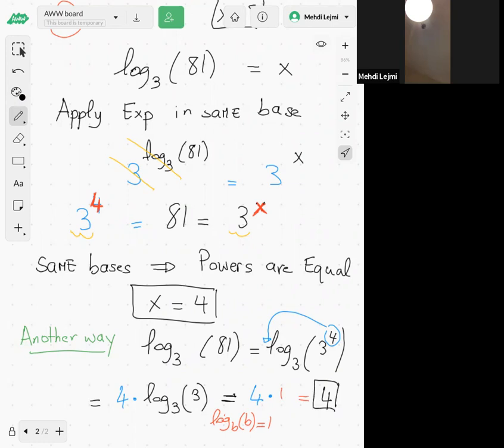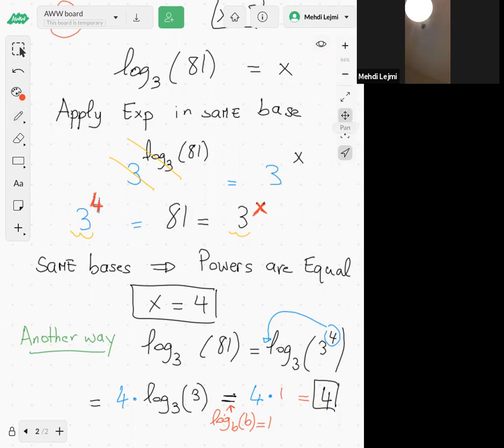Again, this is just another way to solve the problem. We are using different properties: having this power 4 inside the log, you can put it down in front of the log, and we are also using the fact that log of b in base b is equal to 1. Both ways are correct, of course.